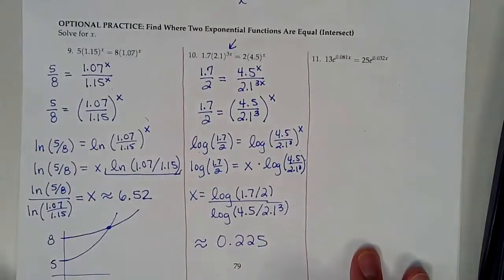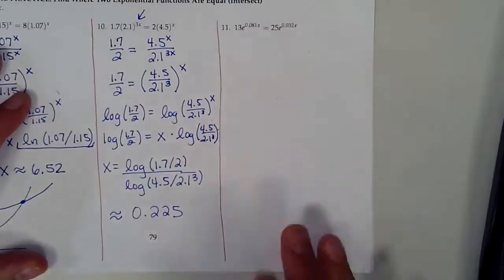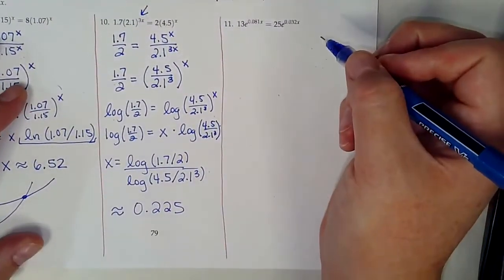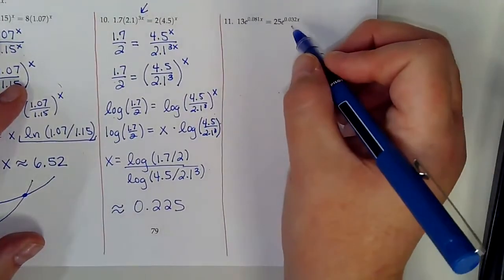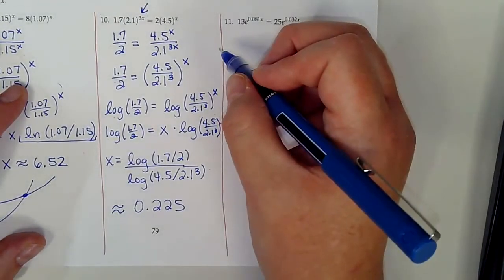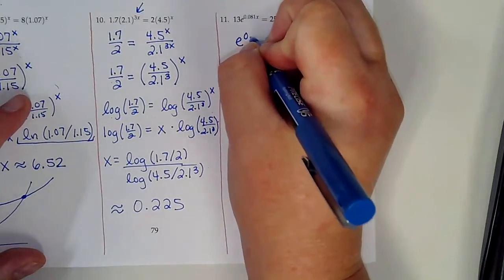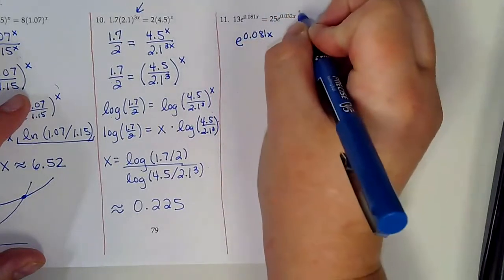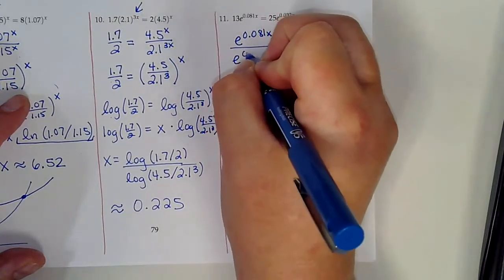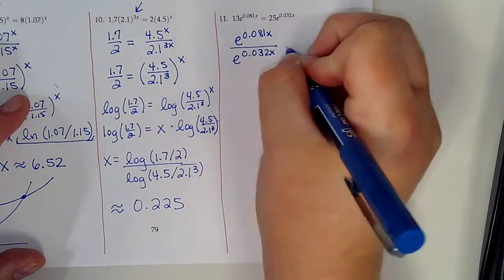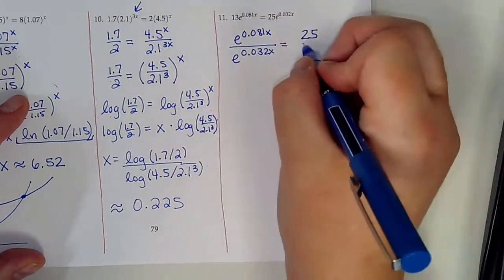All right, so there's the first two. And then this one, both of the exponential functions are using e. So they have the same base, and so this will actually help us out a little bit and make it a little easier. But let's start by putting the pieces with x on the left and the pieces without x on the right. So I'll have e to the 0.081x, and I'll divide this e from the other side over. So I'll have that divided by e to the 0.032x is equal to 25. And I'll divide that 13 over to the other side.